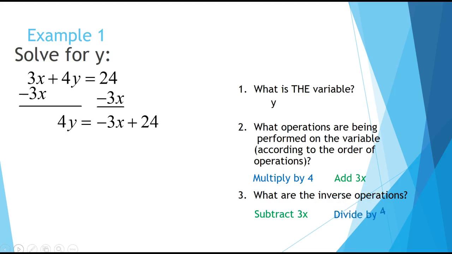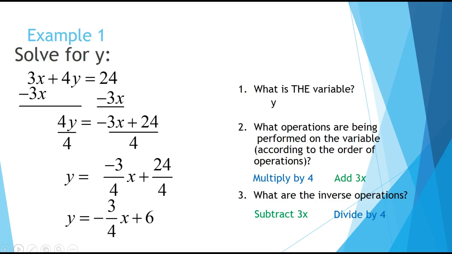Our next job, divide by 4. What you do to one side, you do to the other. As I simplify the left-hand side, that's y. On the right-hand side, this is not looking like slope-intercept form. What I need are two distinct terms. So I'm going to use my rule of fractions and separate. We'll have negative 3x over 4 plus 24 over 4. Simplify your fractions for y equals negative 3/4 x plus 6.